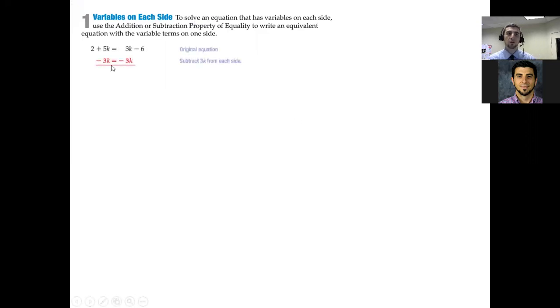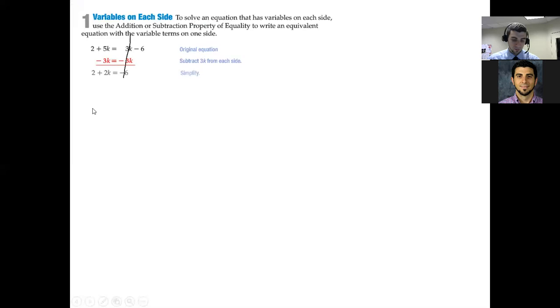So for example, if I have 2 plus 5k equals 3k minus 6, notice I have k's on both sides of the equation. So what I want to do is create an equivalent equation with variables on just one side. So if I could get the 3k to be on the other side, I would get all my k's on one side. So in order to do that, I have to use the subtraction property of equality to subtract 3k from both sides, because the 3k here is understood to be a positive 3k. So to kind of get rid of it, you have to subtract 3k off of each side. So these would cancel.